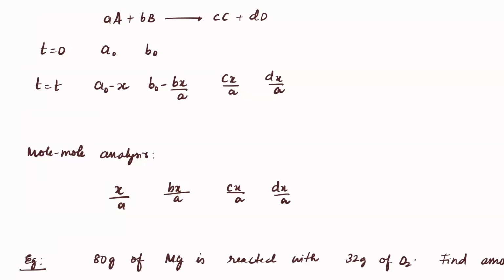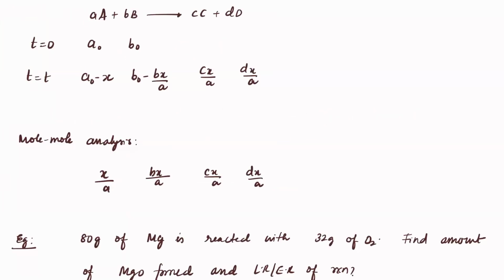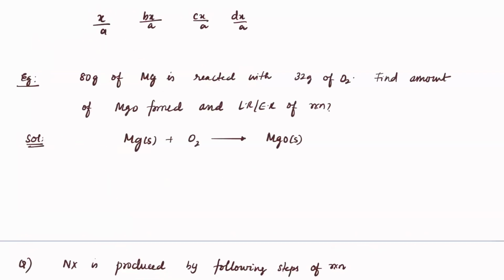Now, what if there is a certain amount of ratio that is mismatching? That means if I take some A naught value here, I'm expecting some value of B here, but that is mismatching. In such a situation, we will have something called limiting reagent and excess reagent. See this scenario. Suppose I have 80 grams of magnesium and I'm reacting that with 32 grams of oxygen. I need to find out how much MgO is finally forming and figure out if there is any limiting reagent or excess reagent present.